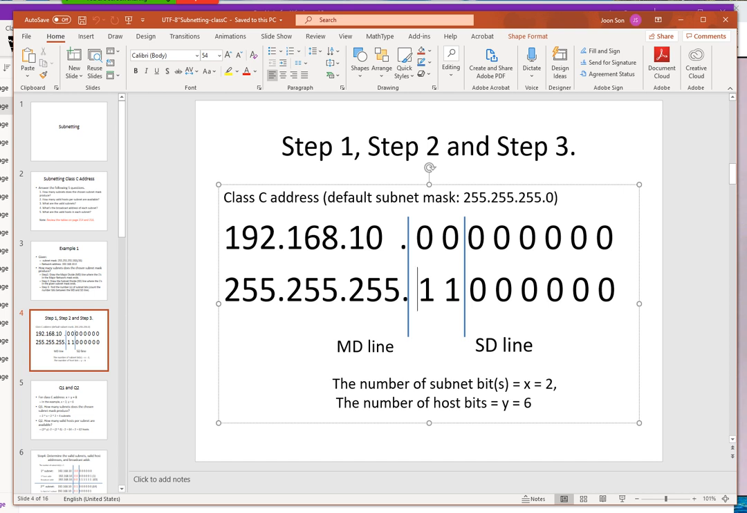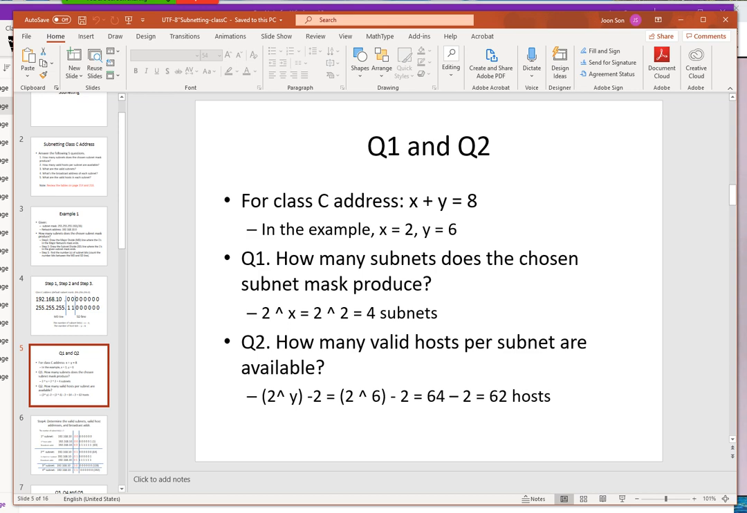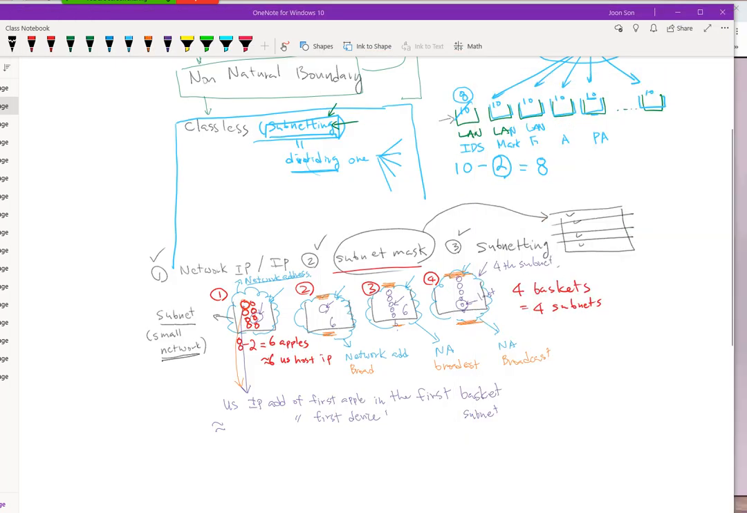You know that this is a class C, so the default subnet mask is 255.255.255.0. So you can draw the first line here. And then the subnet mask given is 192, so that's 11000000. So you can draw the second line. And then basically you can draw this table. I'll show you how in a minute.